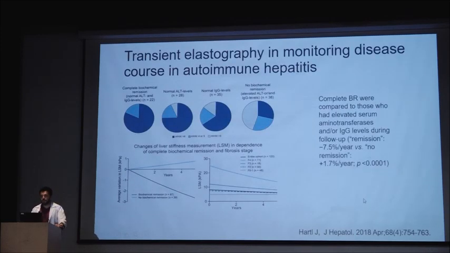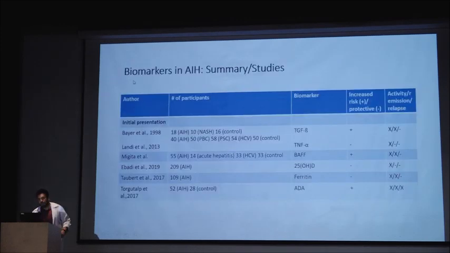Transient elastography can also be helpful in monitoring the disease course in autoimmune hepatitis. The complete biochemical response was compared to patients who had elevated aminotransferase level and IgG, and remission was noted in patients who had a decline of fibrosis by 7.5% per year versus no remission, who had an increase in stiffness by plus 1.7% per year. This summarizes the various biomarkers and studies which have been done in autoimmune hepatitis.